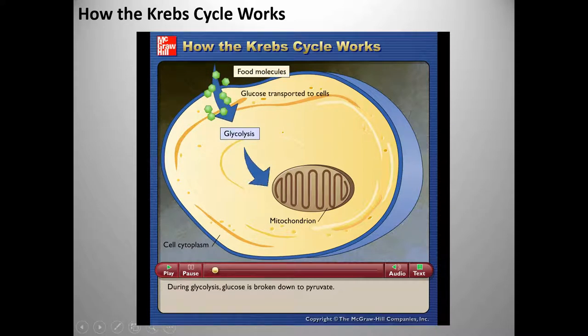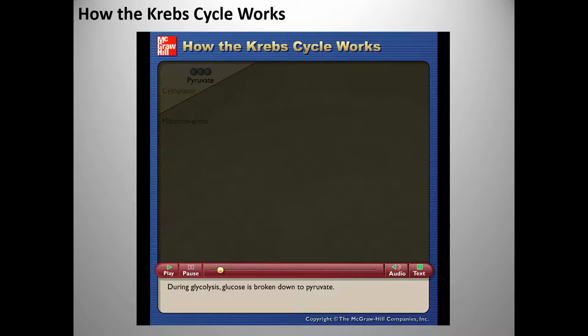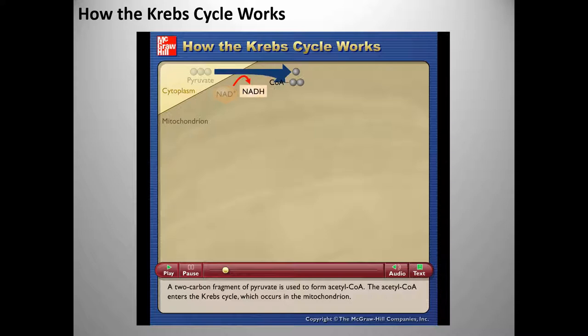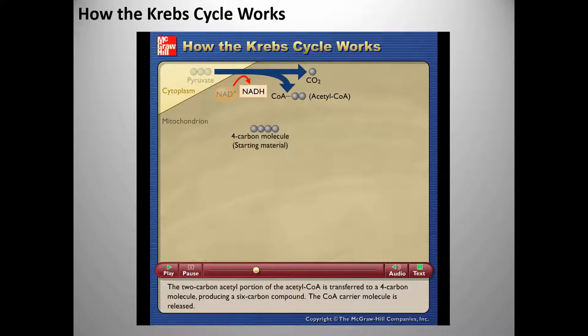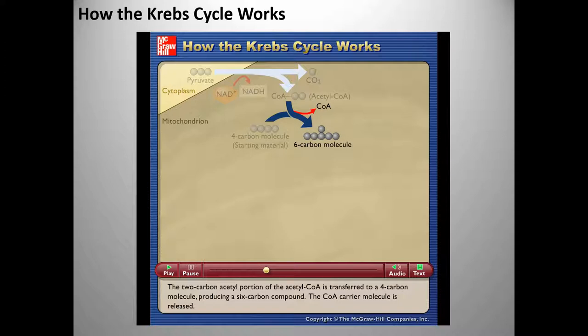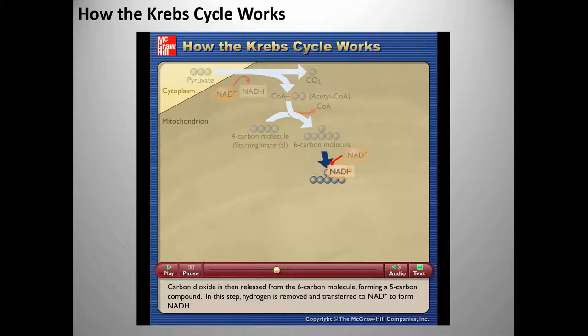During glycolysis, glucose is broken down to pyruvate. A two-carbon fragment of pyruvate is used to form acetyl-CoA. The acetyl-CoA enters the Krebs cycle, which occurs in the mitochondrion. During the conversion of pyruvate to acetyl-CoA, carbon dioxide, CO2, is produced, and a molecule of NADH is formed. The two-carbon acetyl portion of the acetyl-CoA is transferred to a four-carbon molecule, producing a six-carbon compound. The CoA carrier molecule is released. Carbon dioxide is then released from the six-carbon molecule, forming a five-carbon compound. In this step, hydrogen is removed and transferred to NAD+ to form NADH.